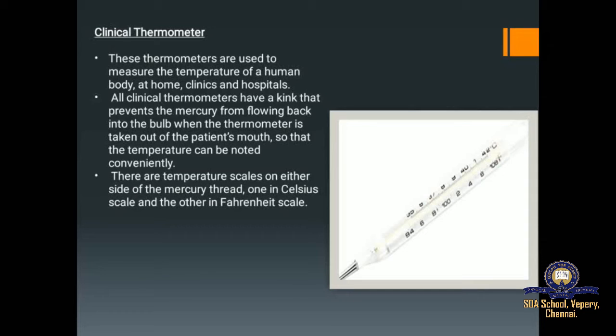There are temperature scales on either side of the mercury thread, one in Celsius scale and the other in Fahrenheit scale. So here in this picture you can see the mercury, and here we have the readings on both the sides of the mercury thread. This is the mercury thread. So one is in Celsius and the other is in Fahrenheit.